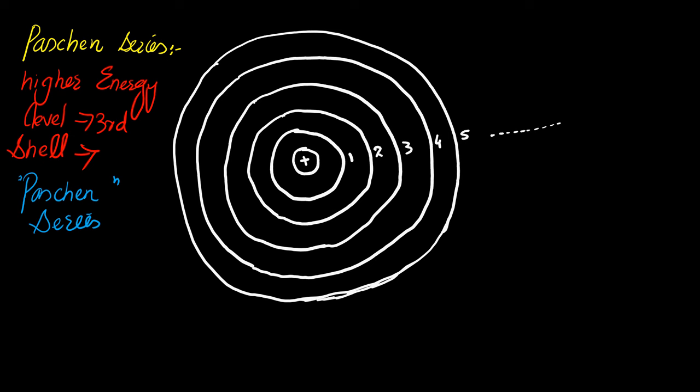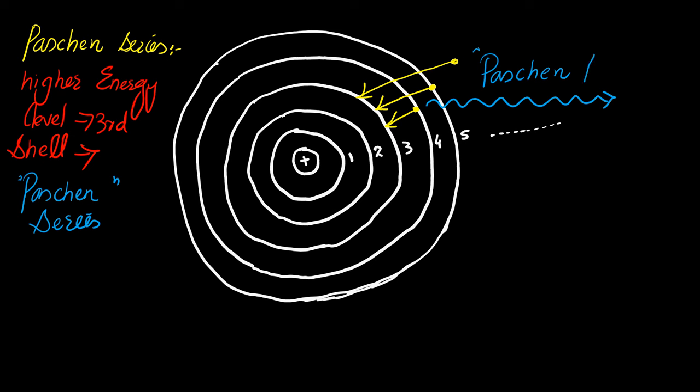So in Paschen series, an electron will jump from any higher energy level. Suppose it jumps from the fourth energy level into the third energy level, or from the fifth energy level into the third energy level, or from the sixth energy level into the third energy level. So whenever they jump from a higher energy level into the third energy level, these electrons will produce a series of electromagnetic radiations. And these series of electromagnetic radiations are known as Paschen series or Paschen electromagnetic rays.